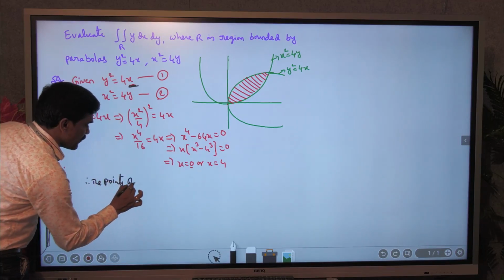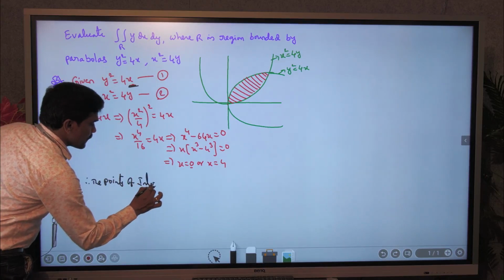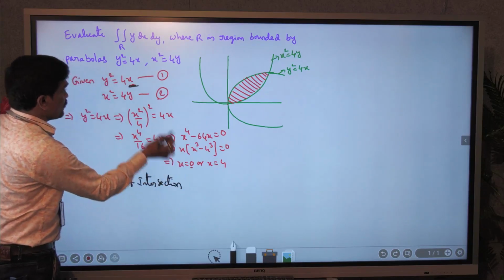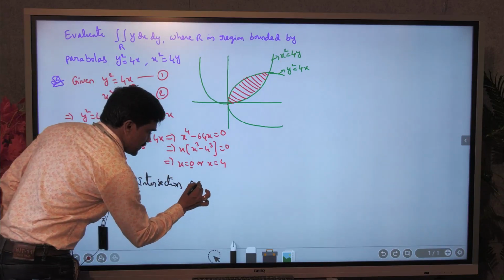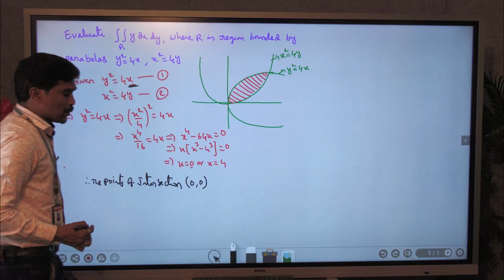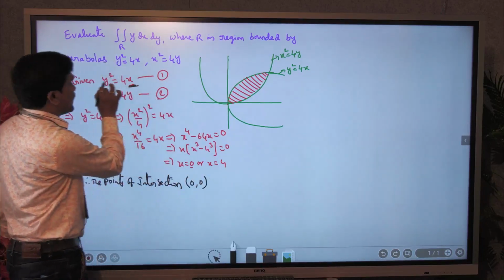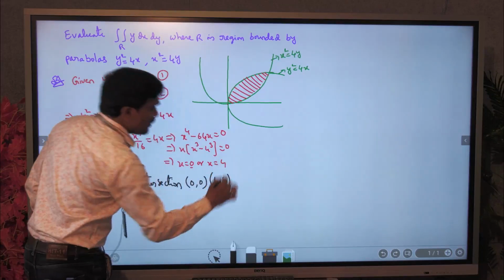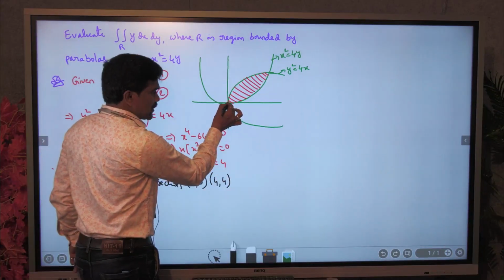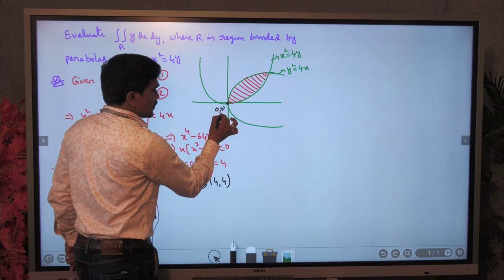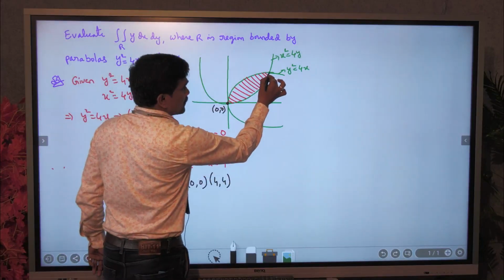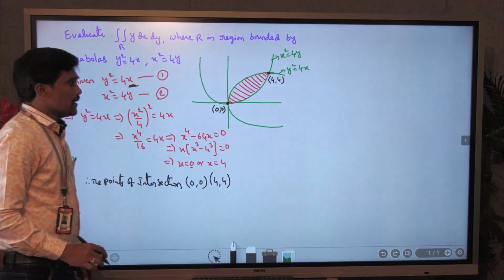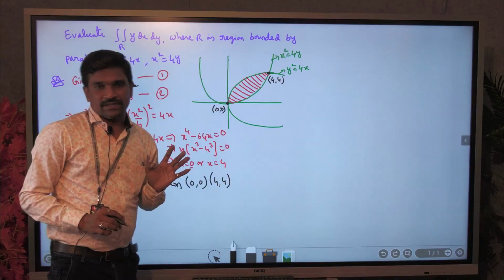The points of intersection, or what are the points here? If x is equal to 0, then y is 0. That's why we get 0 comma 0 as one point. If x is equal to 4, then we get y is also 4. So that means we get 4 comma 4. Now 0 comma 0 is the origin, and here the point is 4 comma 4, that is in the first quadrant, right? So these are the points of intersection.